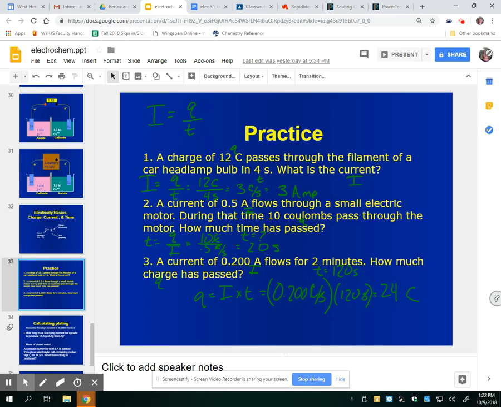Now what we're going to do is show how this is done in electroplating calculations. And then in class, we'll actually do some electroplating. It will involve this equation at some point in time, and then we're just going to combine it with some stoichiometry.